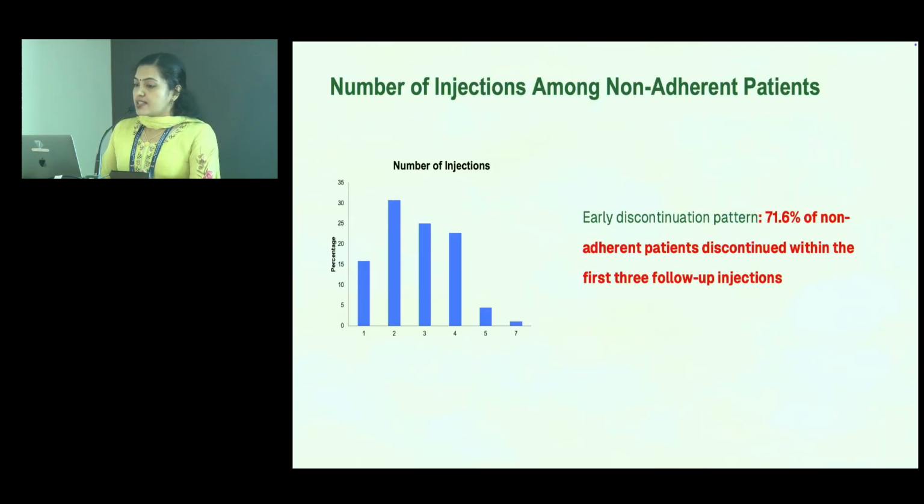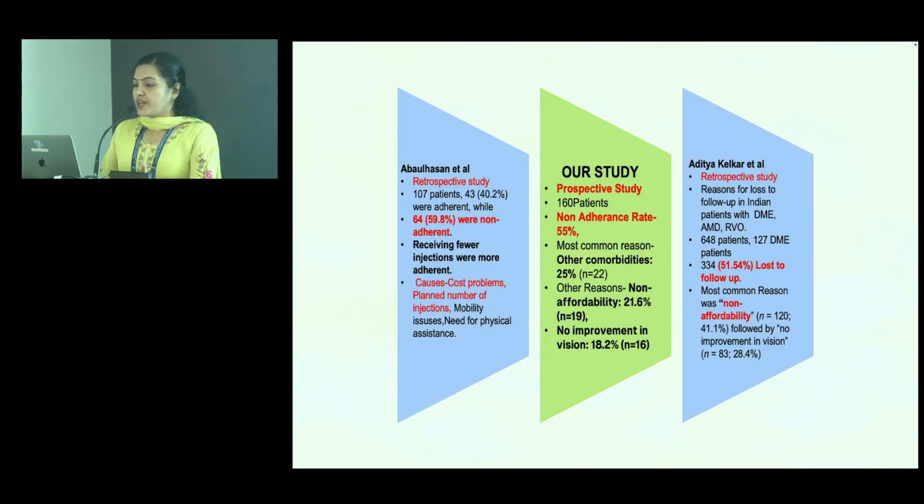So this is a comparison of the number of injections the patient took before becoming non-adherent. Here we can see an early discontinuation pattern. Around 71.6% of the non-adherent patients discontinued within the first 3 follow-up injections. So our study was a prospective study conducted in 160 patients with a high non-adherence rate of 55%, and the main reasons for non-adherence being other comorbidities, non-affordability, and no improvement in vision.